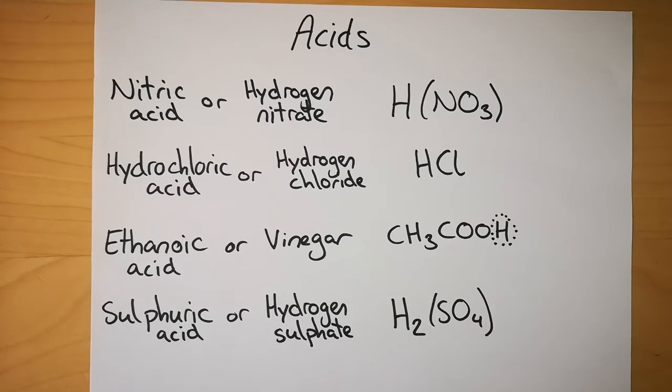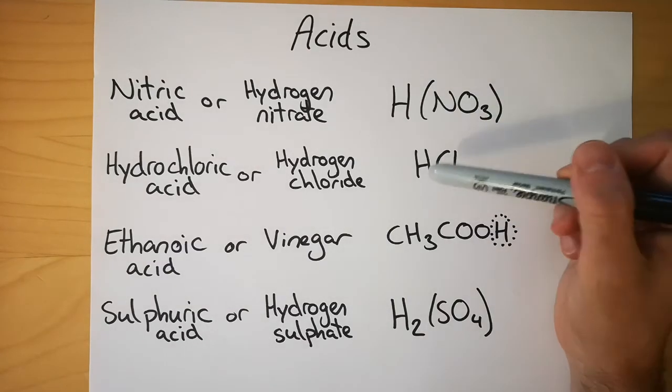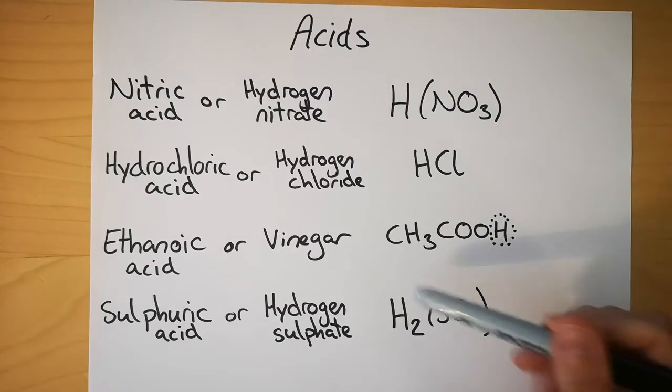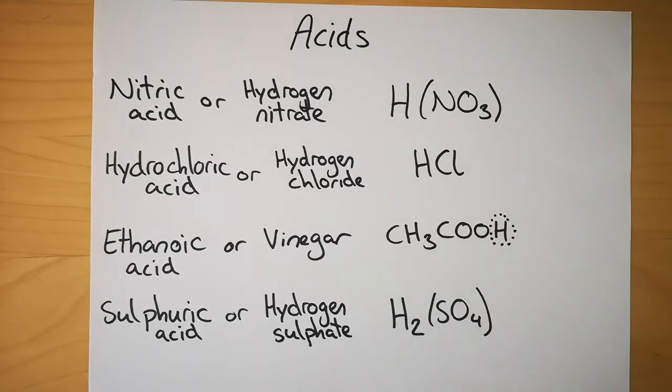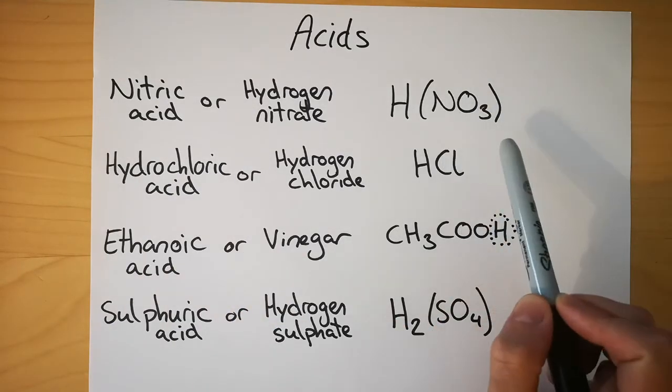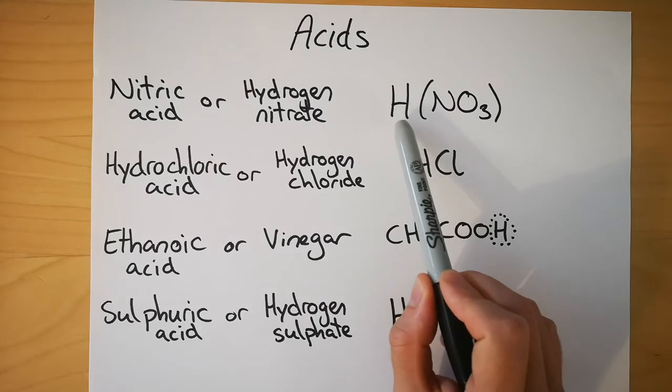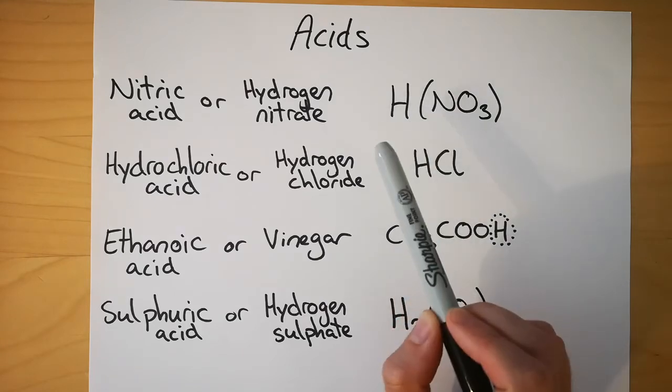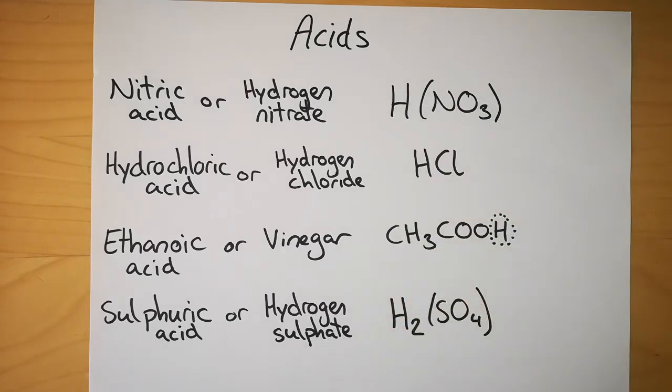And what I mean by that is you're going to either release 1 H positive into solution, or you could release 2, and that's going to have a big effect when we do some titrations later on. So nitric acid, you've got the complex ion NO3, and you've got that hydrogen will dissociate, and that's what will increase the number of H positive ions.